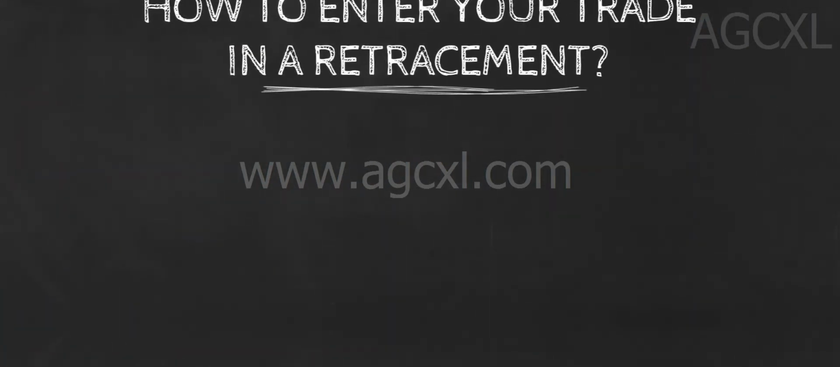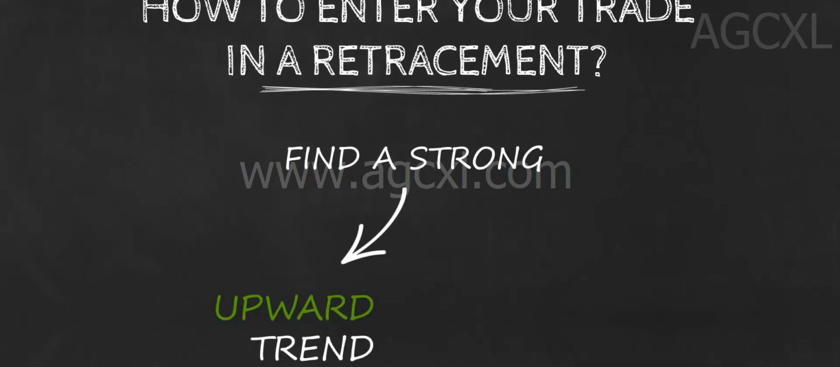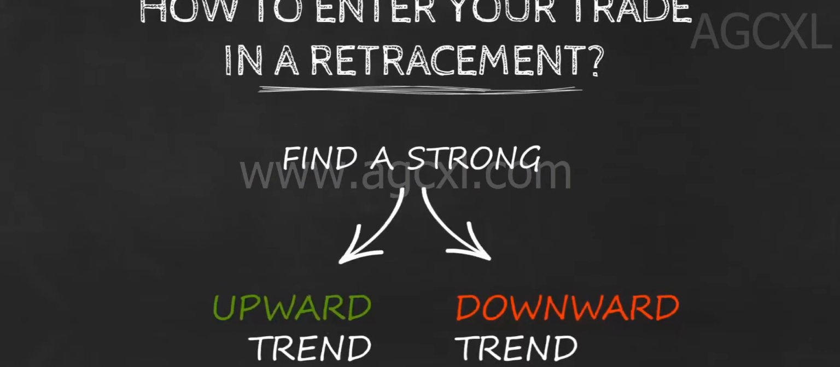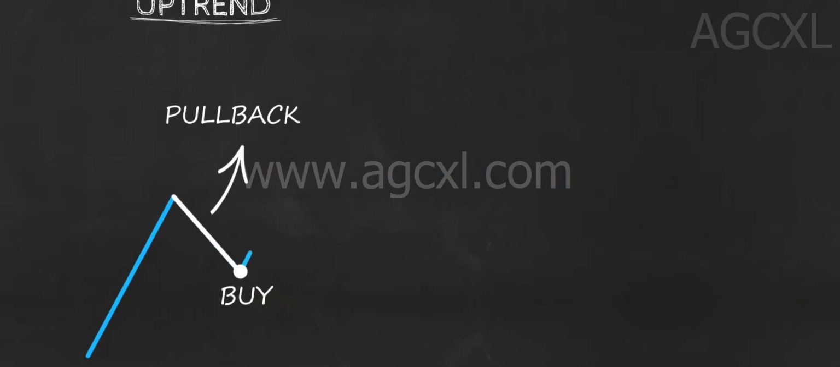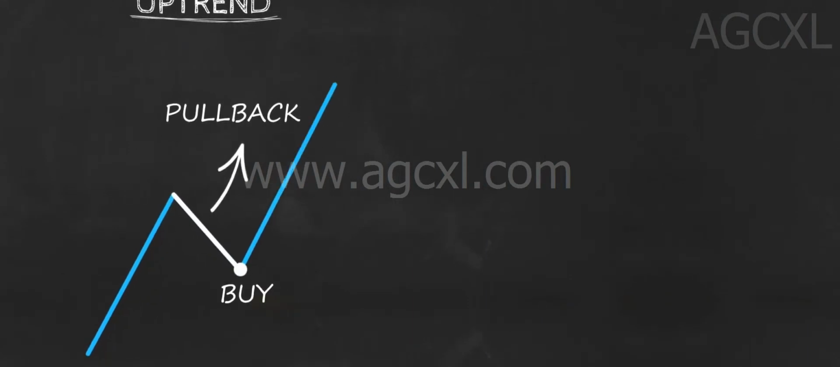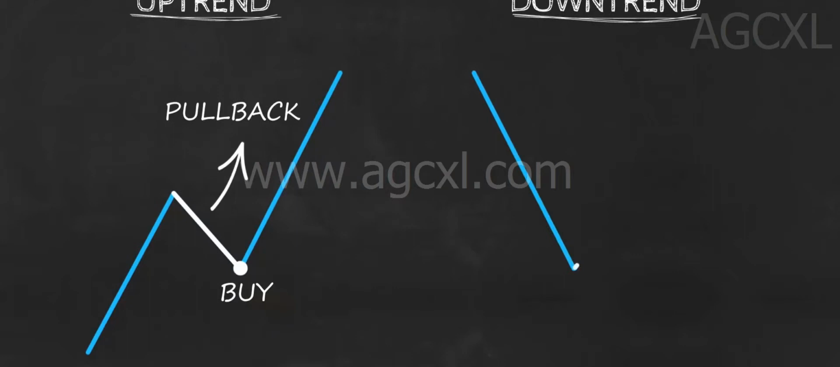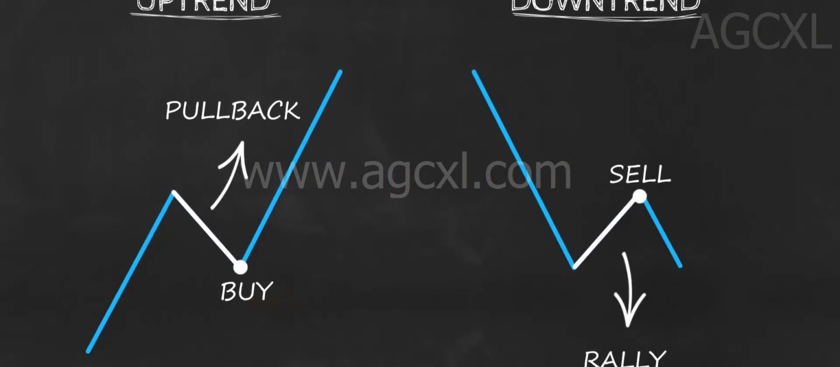What's first? The first thing you need to do is find a strong upward or downward movement of a given financial instrument. To find a good entry position, you should look to enter the market in the direction of the trend right after a pullback has occurred. Put simply, you should buy pullbacks in an uptrend and sell rallies in a downtrend.